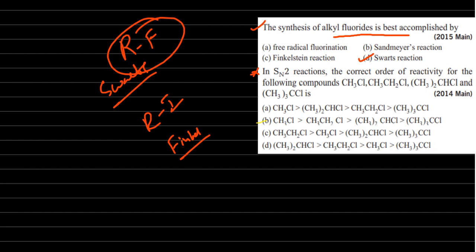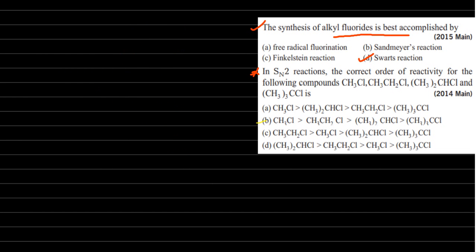Next, one more question is here. SN2 reactions, the correct order of reactivity for the following compounds. The last question we discussed was SN1. Here it is SN2. Now the SN2 order is primary higher than secondary, then tertiary. Okay, just take primary, say methyl chloride is better. So here methyl chloride is there, meaning A and B are the options. Then tertiary is the least, of course.